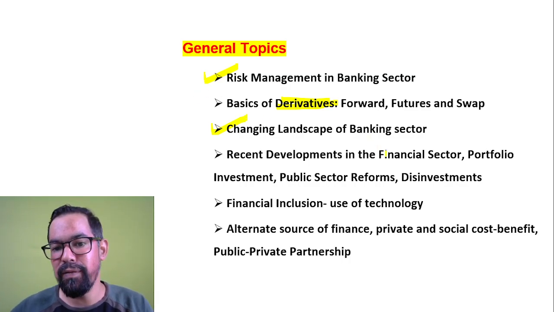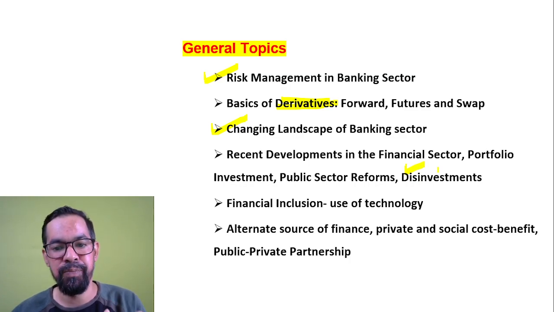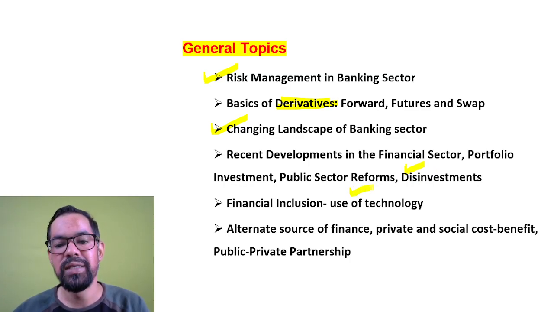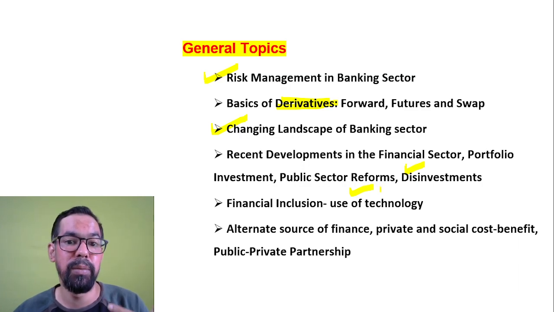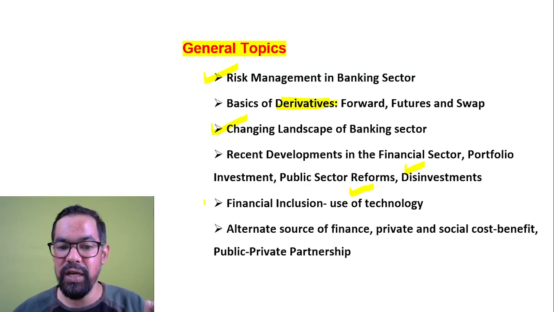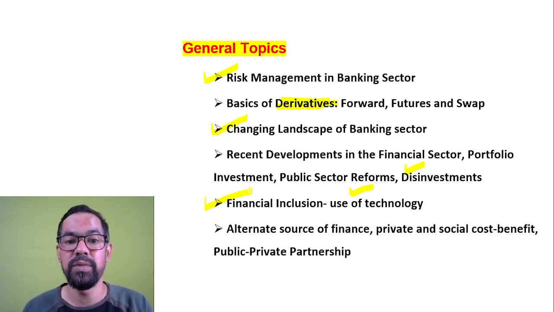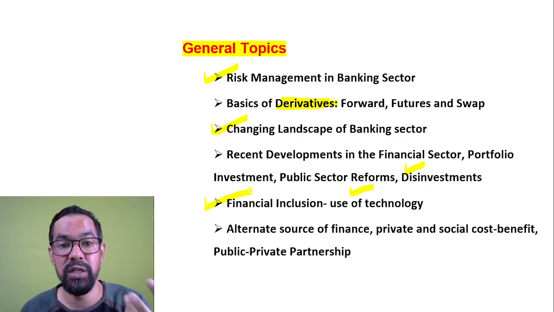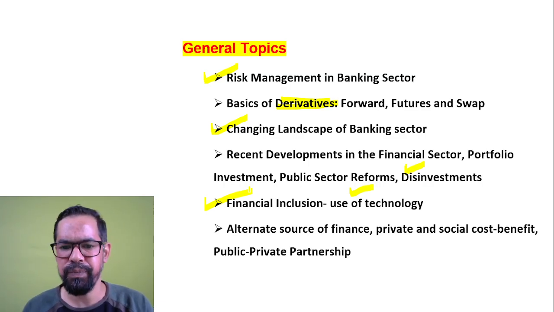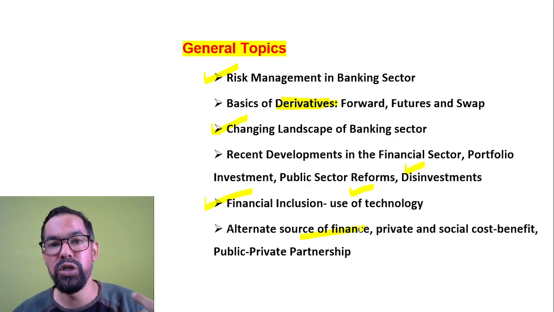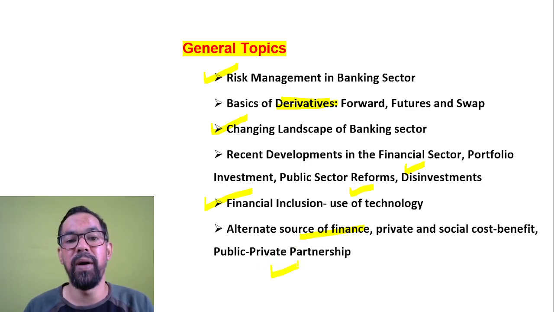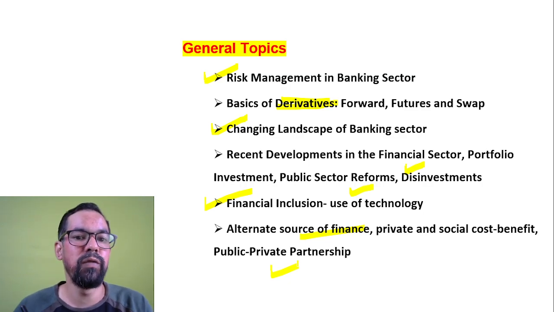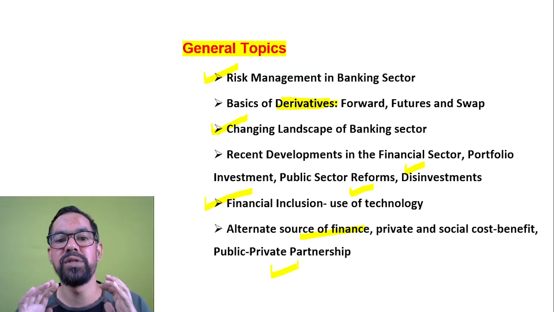Now recent development in the financial sector, like we have portfolio investment, we have public sector reforms, disinvestment made by the government. So there are a number of things. Then we have financial inclusion. There are a number of government schemes which are generally part of financial inclusion, like Pradhan Mantri Jan Dhan Yojana. So there are a number of schemes, okay? So again, that is a very important one. Then alternative sources of finance. What are the alternative sources of finance? Like private and social cost benefit and public-private partnership. So whenever you talk about finance, there are a number of things to study, okay?